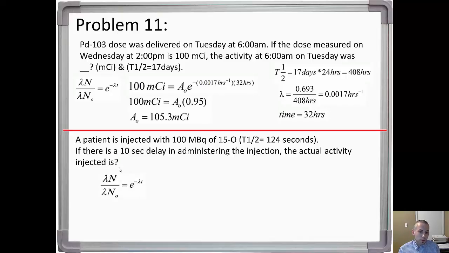So we have our formula for activity. Now we need to calculate our decay constant again. 0.693 divided by the half-life, which is equal to 0.006 seconds to the negative 1.